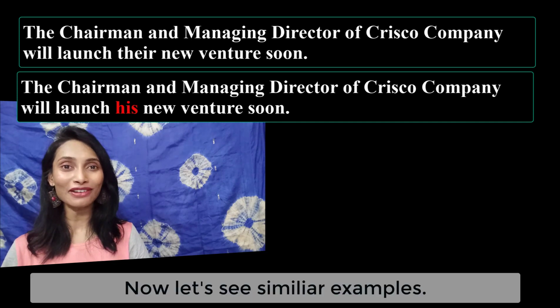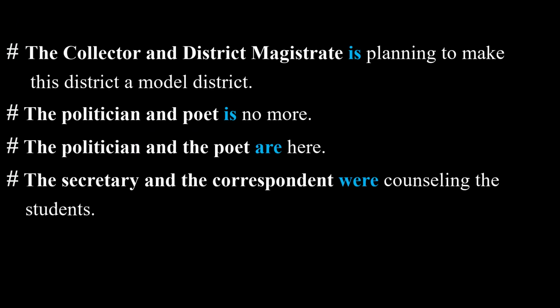Now, let's see some similar examples. The collector and district magistrate is planning to make this district a model district. The politician and poet is no more. The politician and the poet are here. The secretary and the correspondent were counseling the students.